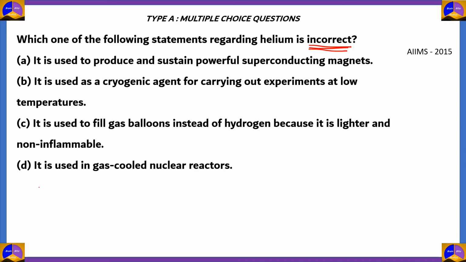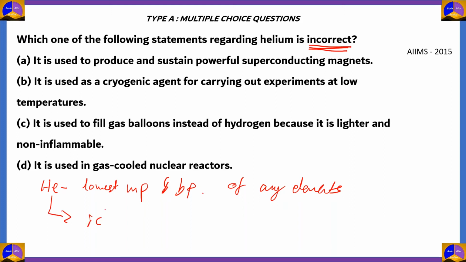When it comes to helium and temperature, helium has the lowest melting point and boiling point of any element. So that means helium acts as the ideal coolant when it comes to experiments carried out at low temperatures. So therefore, statement B is true. And because of the ideal coolant property, it is also used in gas-cooled nuclear reactors. So statement D is true.